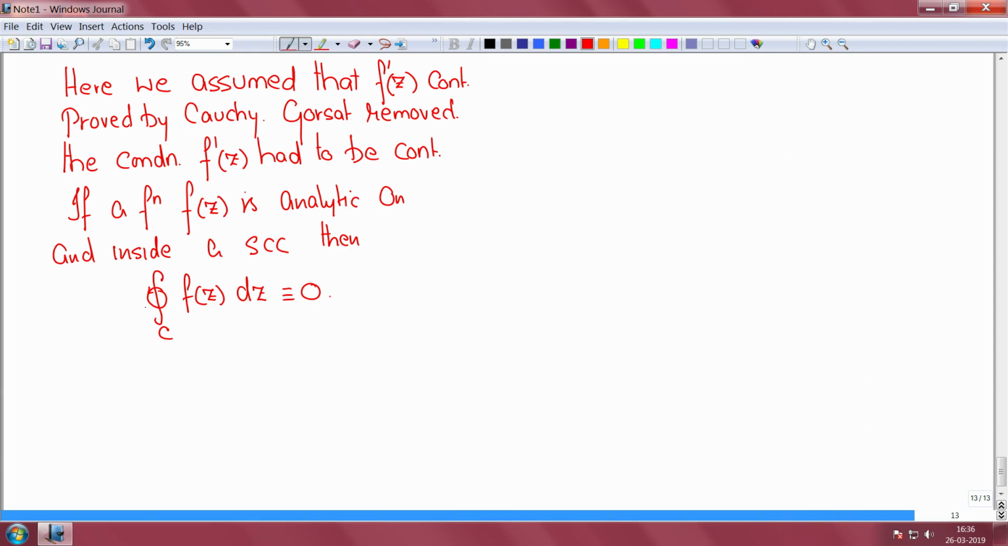So far it is a one-way theorem. That means if f of z is analytic on and inside a closed contour, then this integral is 0. We have not said that if you find that this integral is 0, it would imply that f of z is analytic. No, we have not said that. So it is a one-way theorem.